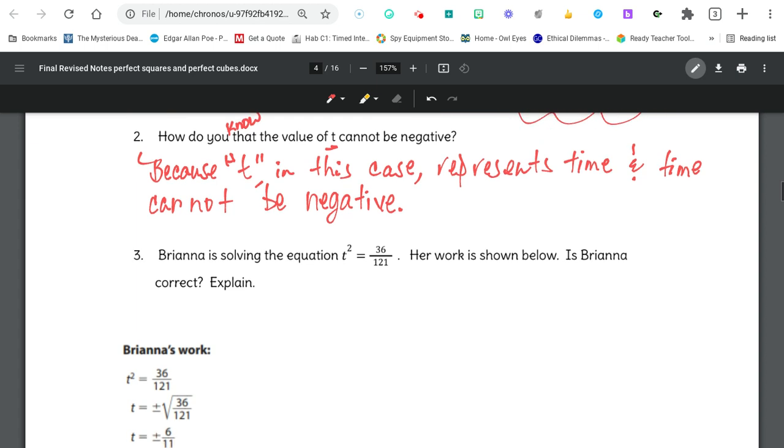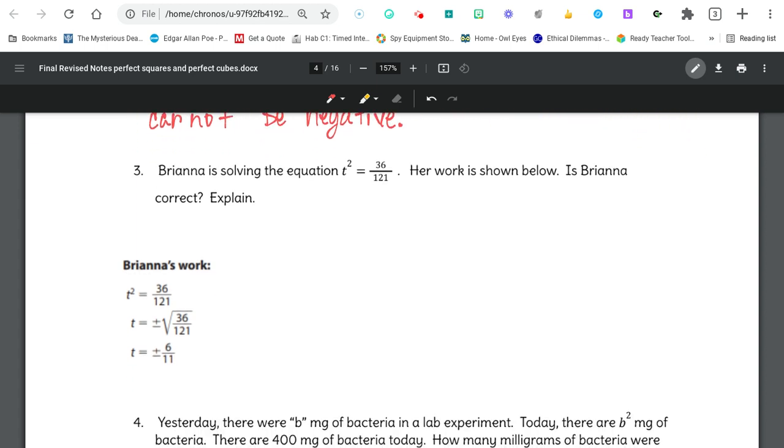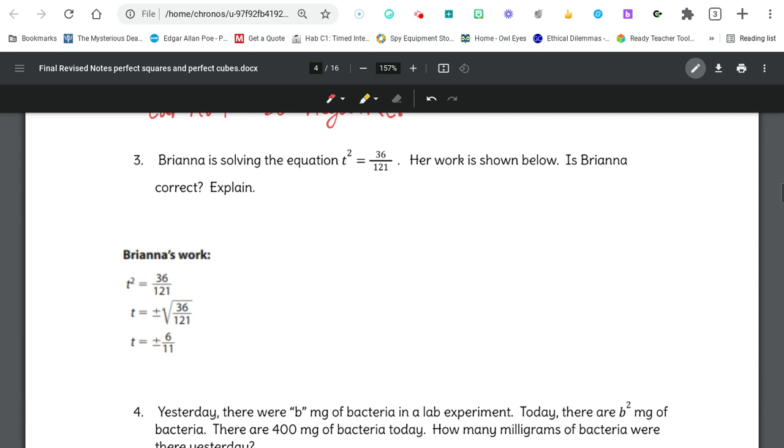Okay, so let's take a look at 3. 3 says Brianna is solving the equation T squared equals 36 divided by 121. Her work is shown below. Is Brianna correct? Explain. So this is Brianna's work. She starts off with T squared equals 36 divided by 121. She takes the square root of both sides. The square root of T squared is T. That's how she got T. She took the square root of this, but she also put plus or minus. So she ends up with plus or minus 6 over 11.